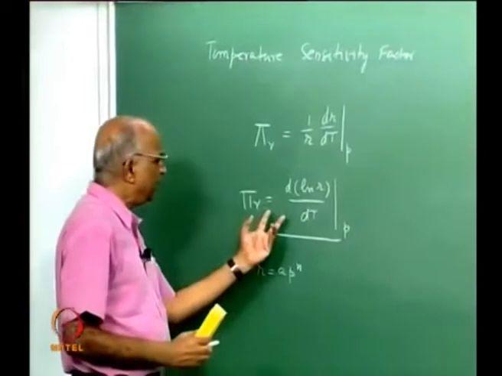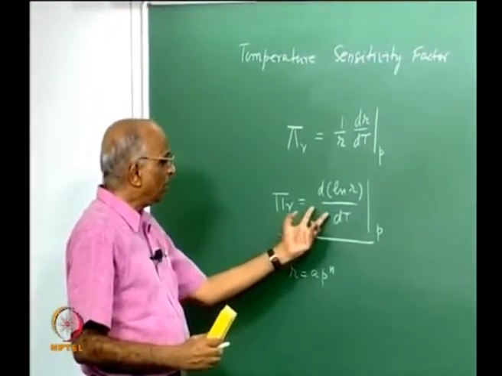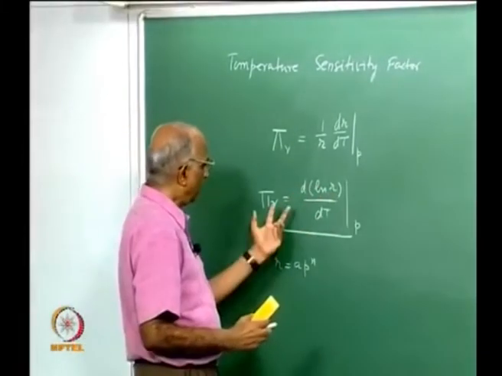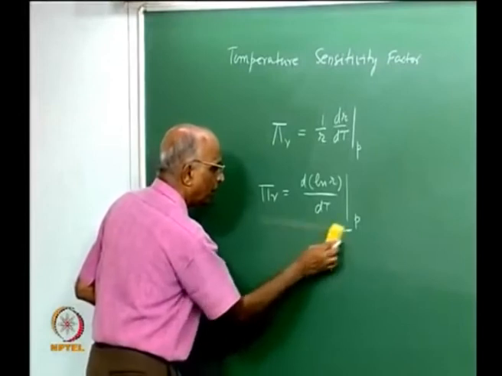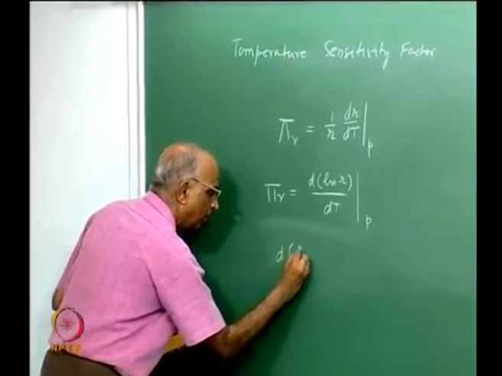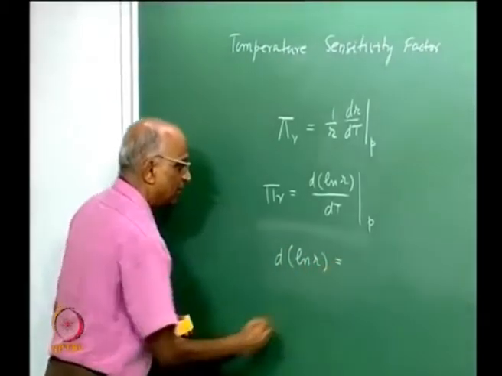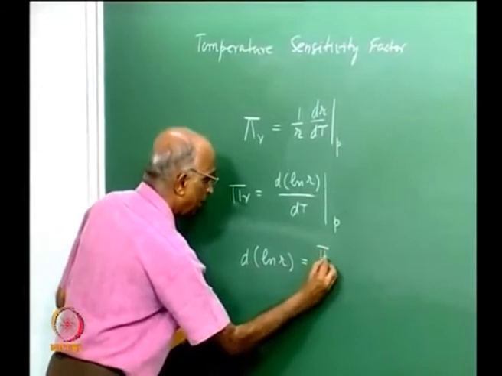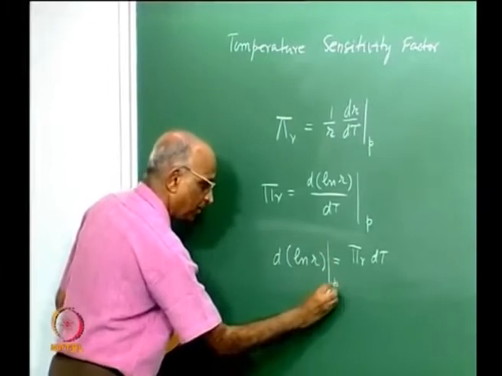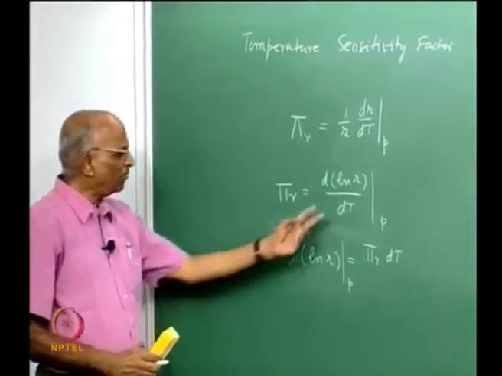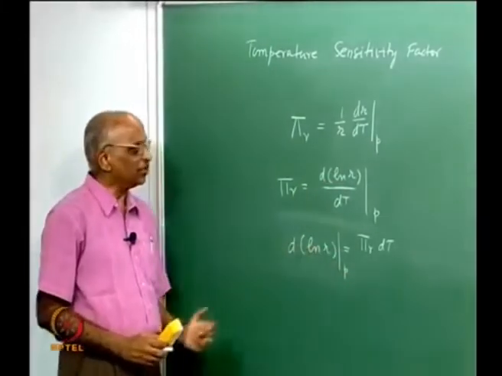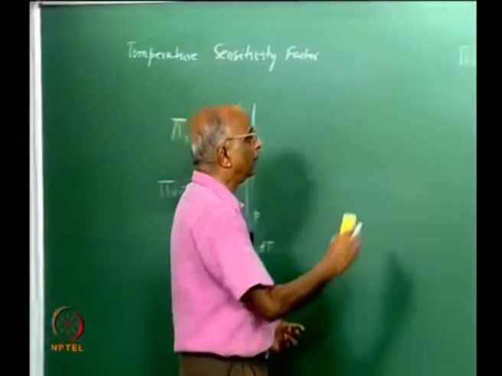Well, I can go back and integrate this equation and find out explicitly how the burn rate changes with temperature. Let's do that. I take this expression over here, I write d ln r, the change in the logarithm of burn rate, is equal to pi r into dt at constant pressure. I just write this equation and let us solve this equation.